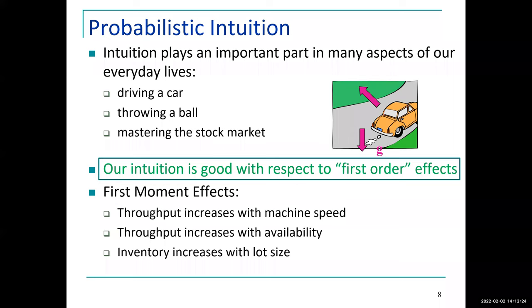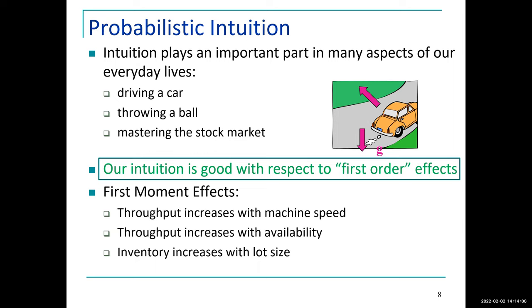So our intuition is good with respect to first order effects. What that means is looking at the impact, like a cause and effect. I do this, I see the impact. Those are the first moment effects. For example, throughput increases with machine speed. If we have a constant arrival and we increase the speed of a machine, we are able to produce more parts. That's a first moment effect, and our intuition can tell us that.